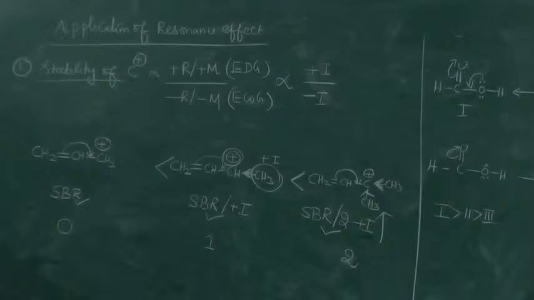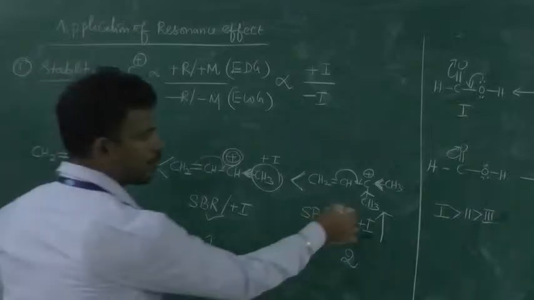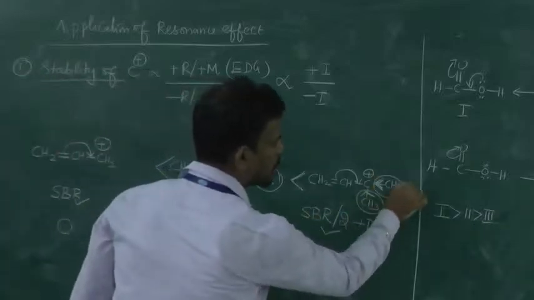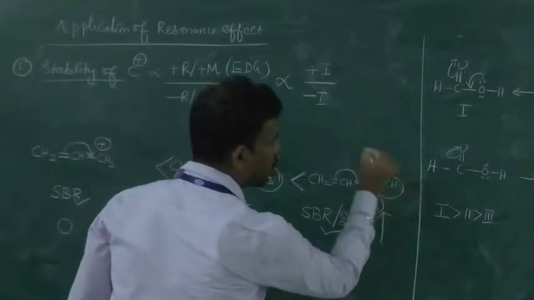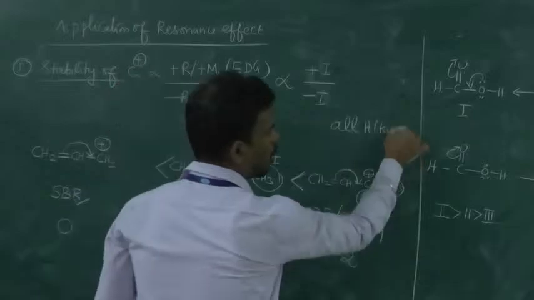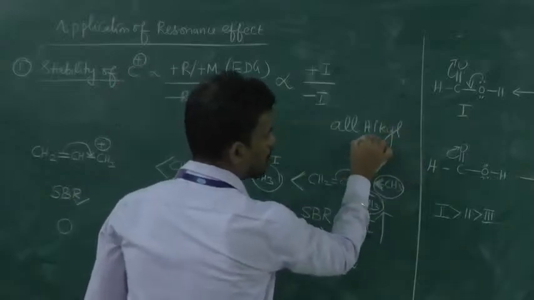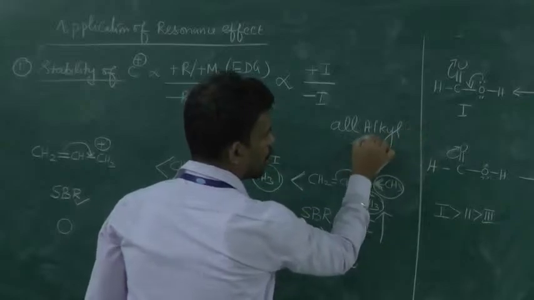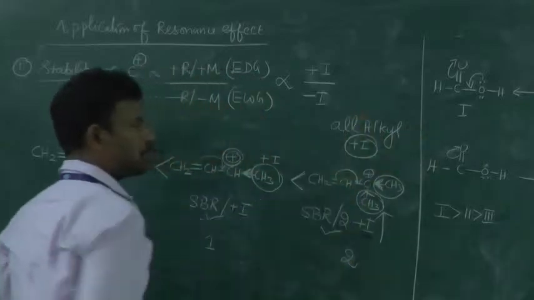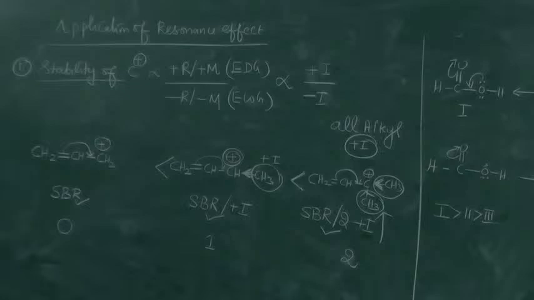All alkyl groups are plus I groups. All alkyl groups are electron donating groups. Is it clear?